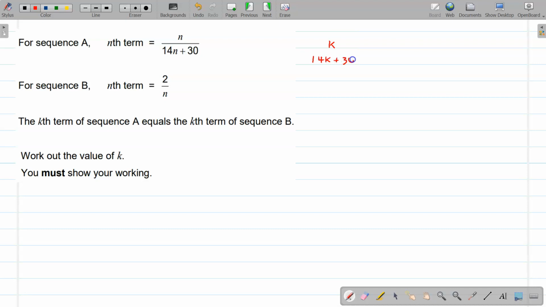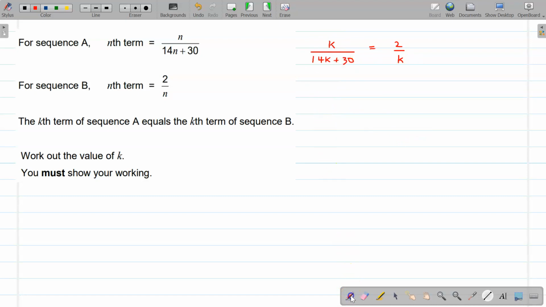Okay, and that must equal 2 over k. Now it emphasizes in the question that you must show your working. So you have to put down all the steps, okay? Otherwise you're not going to get the marks. So you have to put down all the steps.